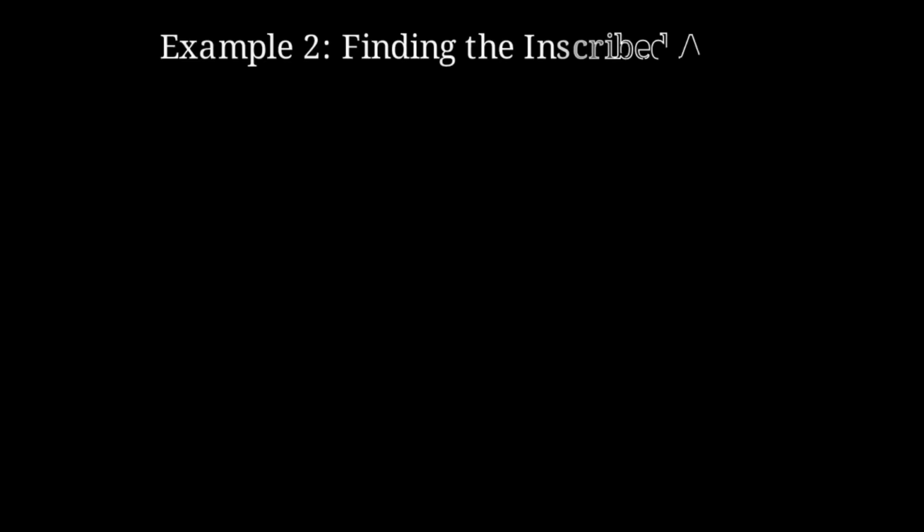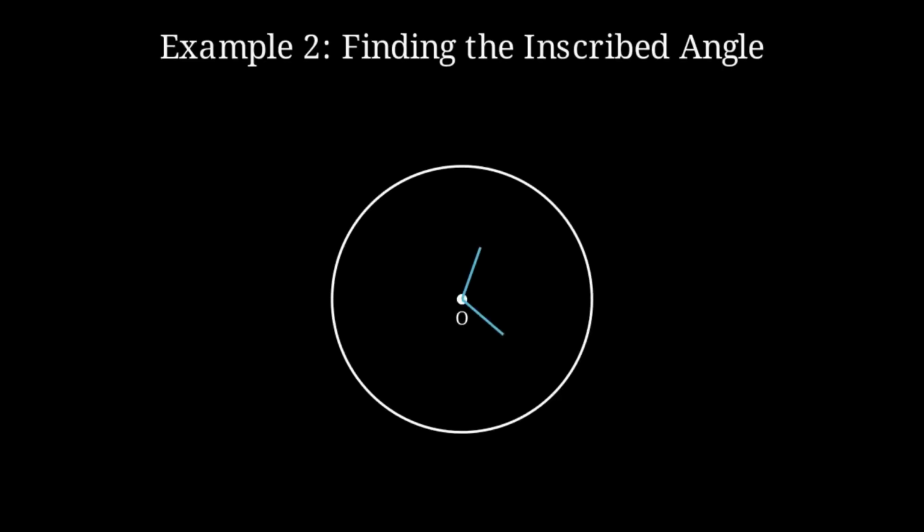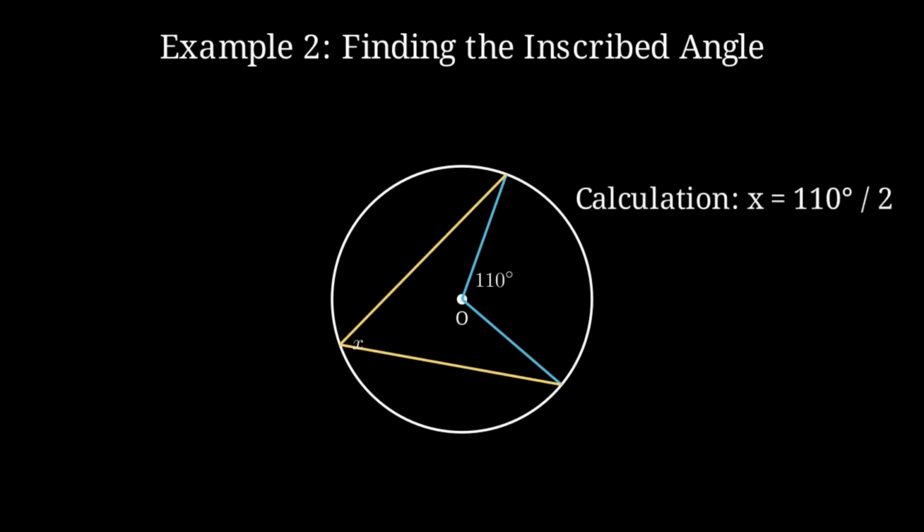Now, let's work backward. If the central angle is 110 degrees, the inscribed angle must be half of that. Dividing 110 by 2 gives us an inscribed angle of 55 degrees. Always check if they share the same arc.